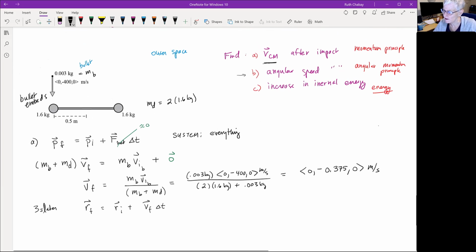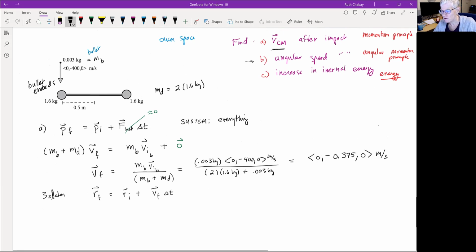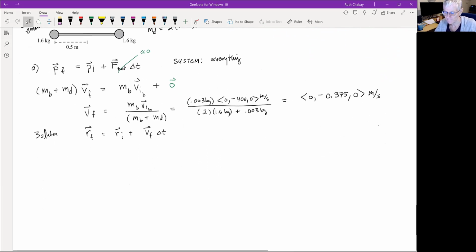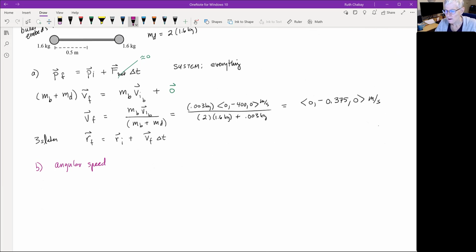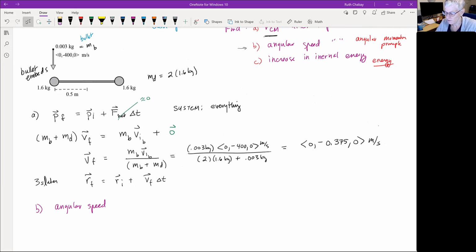Okay, so that was part A. Part B is the angular speed. And now we really do need the angular momentum principle. So let's think about angular momentum. Let's just think qualitatively for a minute.